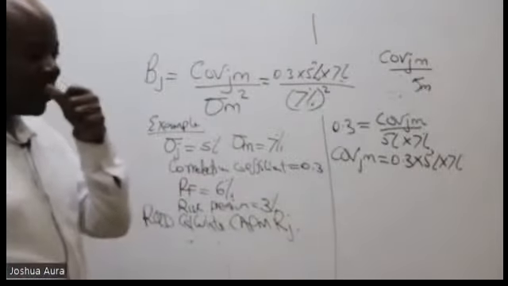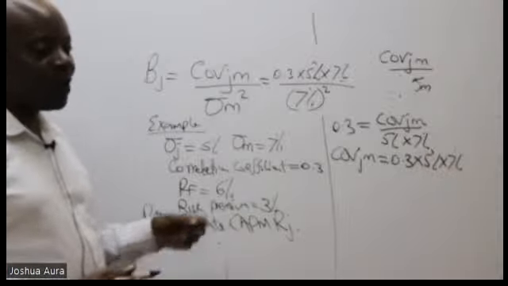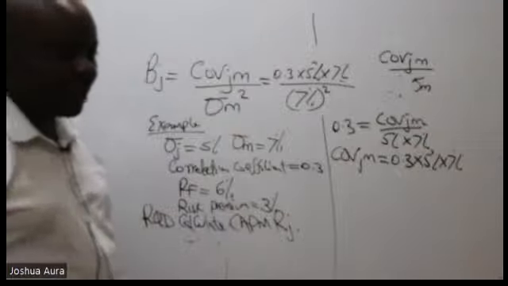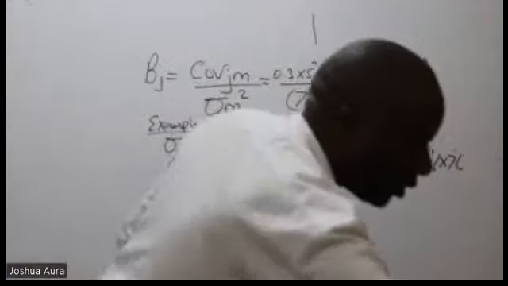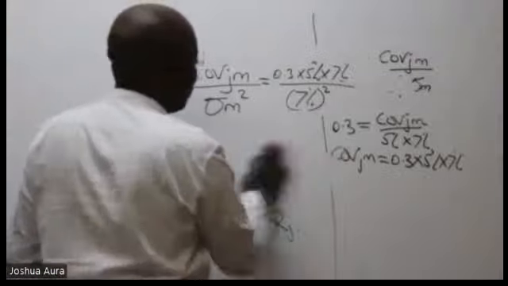0.07 squared. Right? I would want to see who will be the first one to get this correctly.